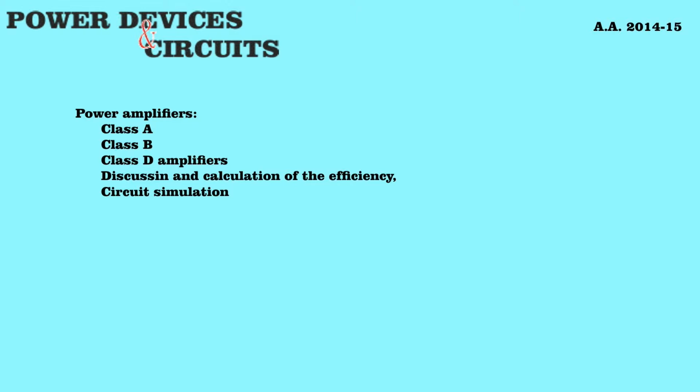When the input is 0, the device will work here. Please note here we have quite large voltage and also quite large current. It means we are dissipating a lot of power.